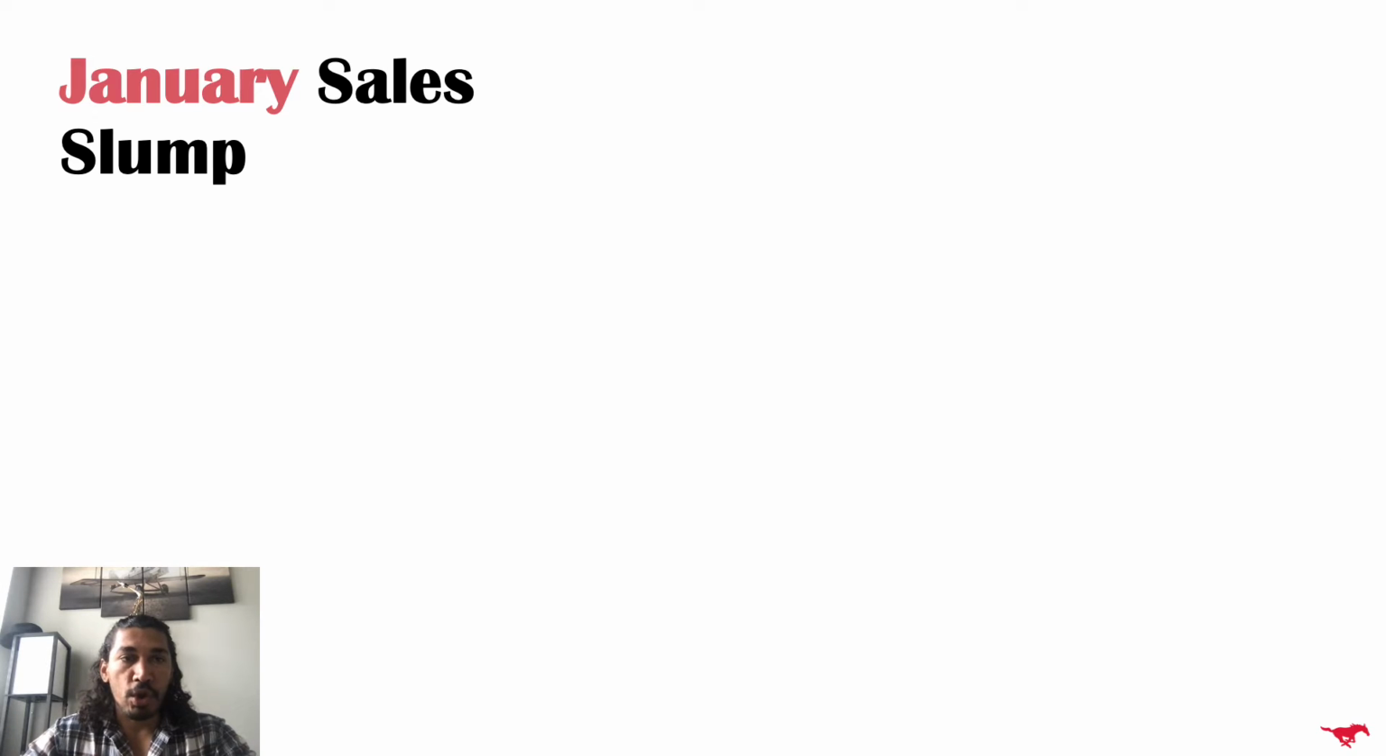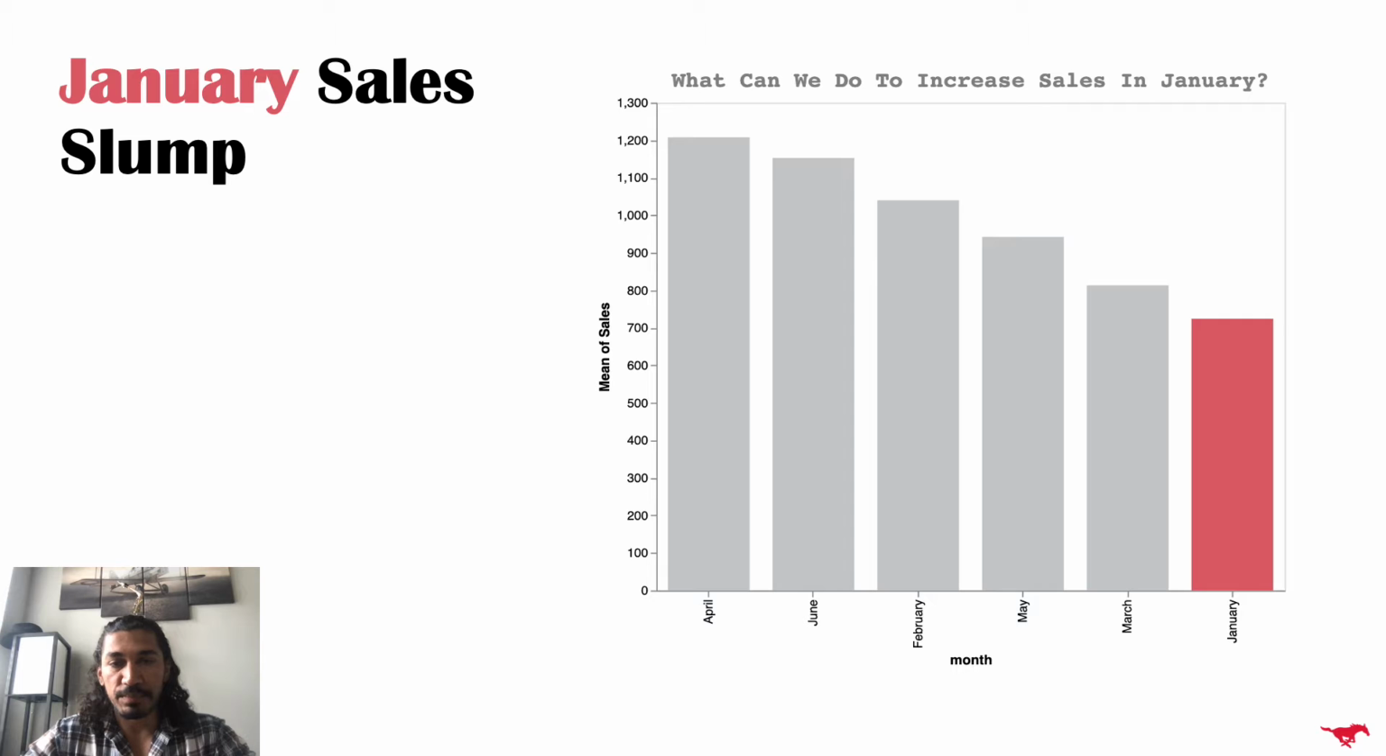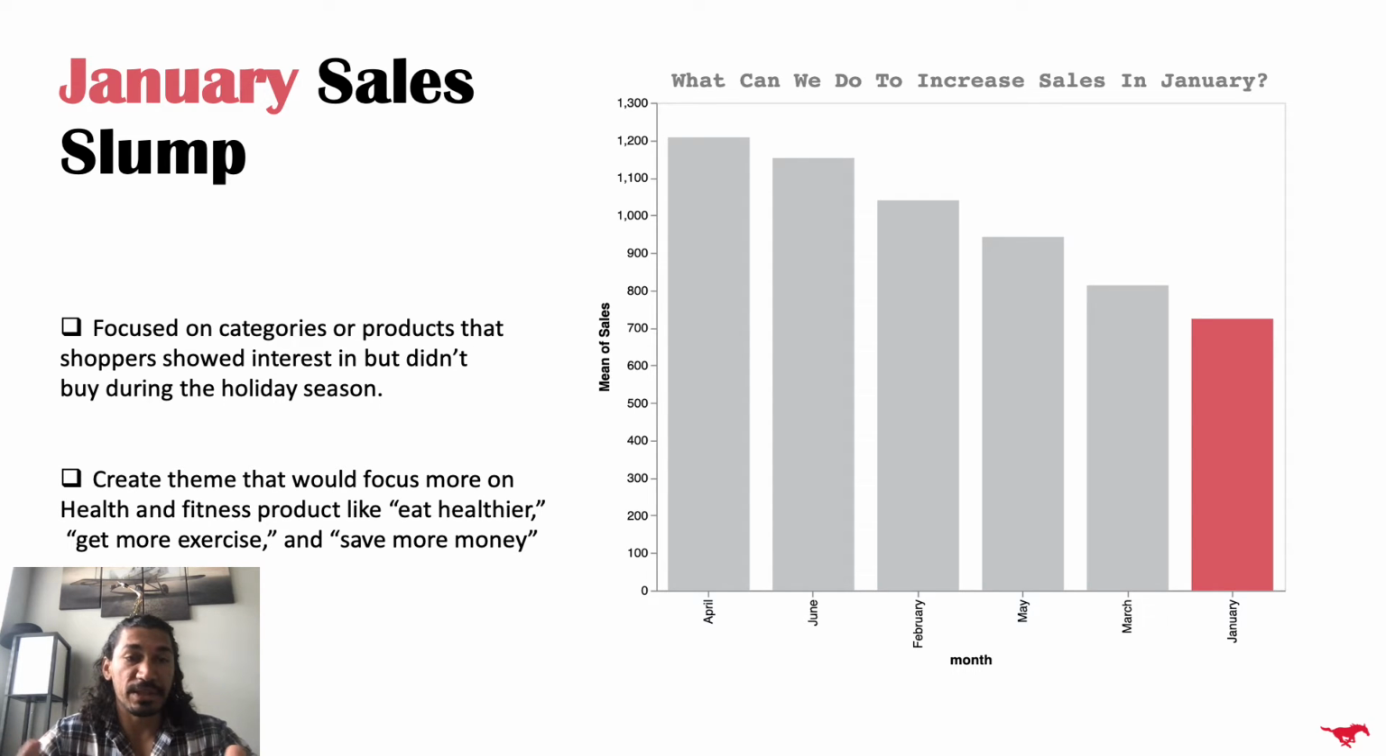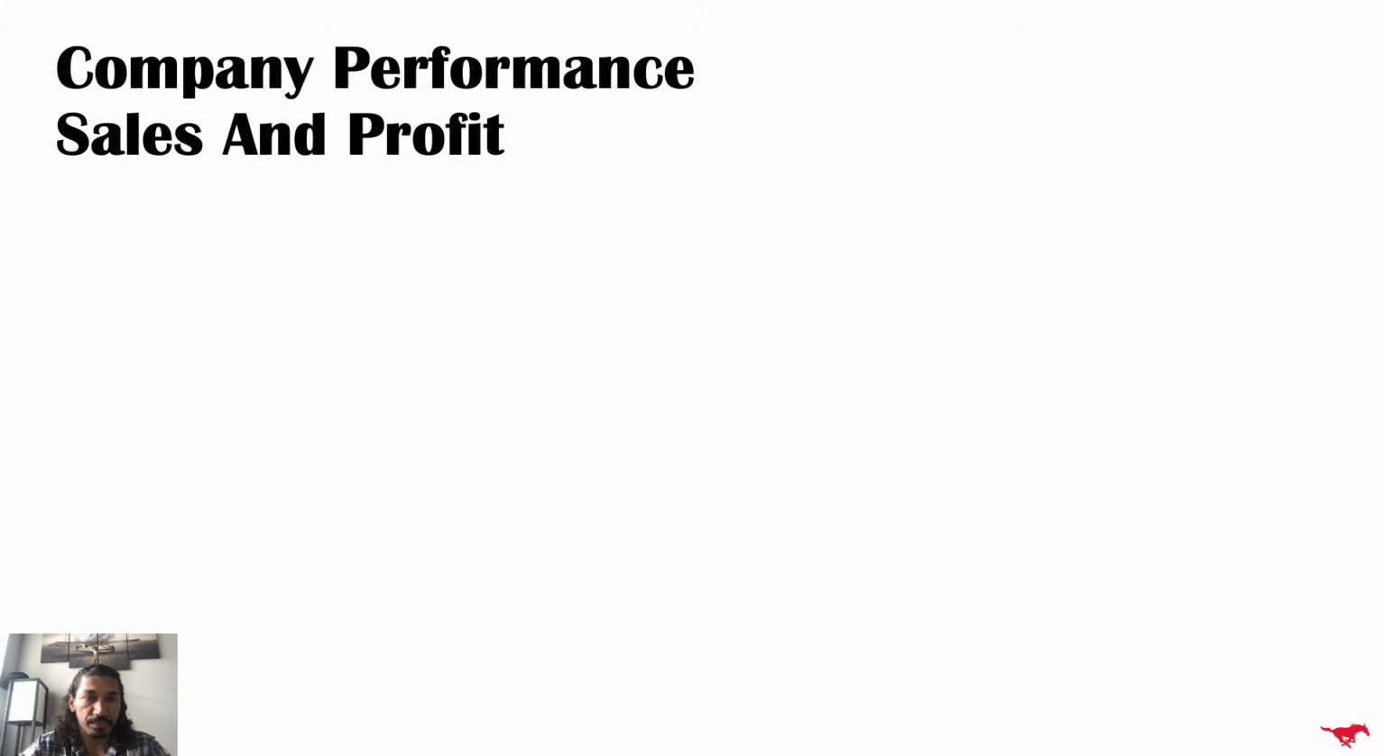So let's look at how overall sales look for the 6 month period, and we see that January is the lowest. So what can we do to increase the sales for the month of January? We can focus on the category or the product that shoppers showed interest in during the holiday season but didn't buy, by coming up with different themes more related to health and fitness, and promoting products that can help customers stay motivated to achieve their goals, like New Year resolutions of losing weight or something like that.